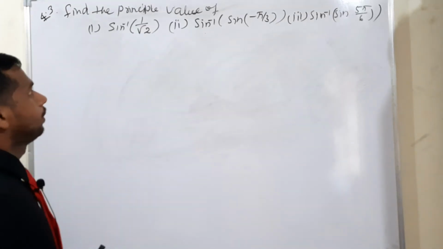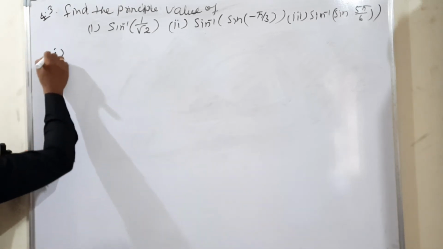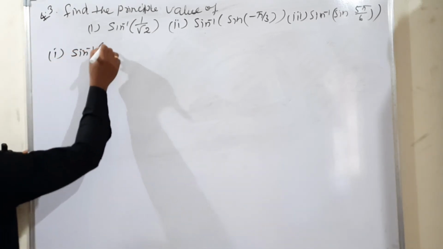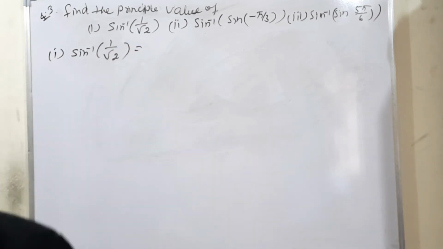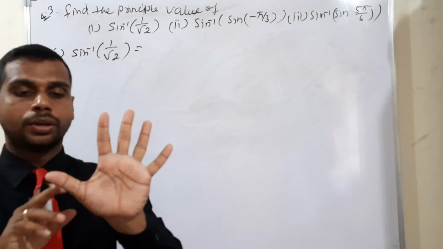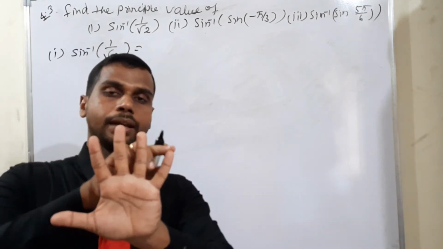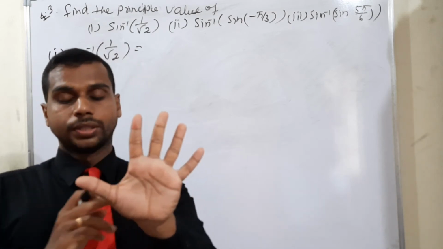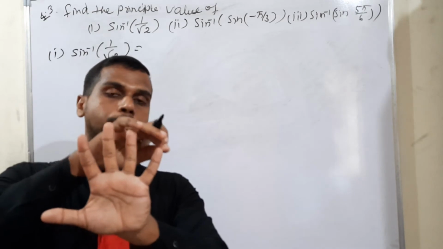Example 4.3, given 3 subdivisions. Okay, one by one we can discuss. Subdivision 1, sine inverse of 1 by root 2. Already you know the finger trick table: for sine you have to check it from the thumb side. This is the thumb finger, then index, middle, ring and small. So 1 by root 2 is there. In radians, actually, 0, pi by 6, pi by 4, pi by 3, pi by 2.